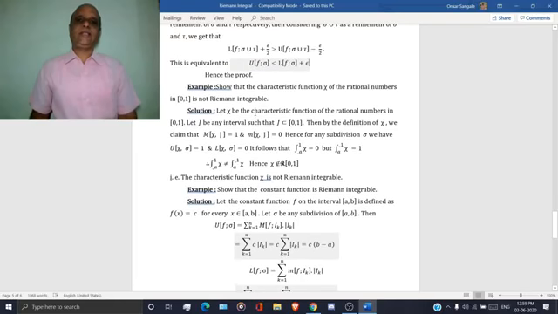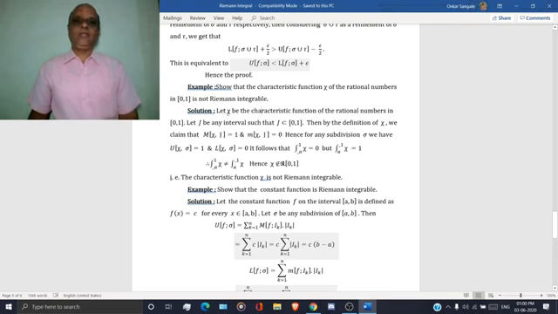First we will see the example where the function is not Riemann integrable. The example is: show that the characteristic function chi of the rational numbers in the closed interval [a,b] is not Riemann integrable. Here we have to show that this function is not Riemann integrable, meaning by the definition of Riemann integrability, we have to show that the upper integral and lower integral are not equal.